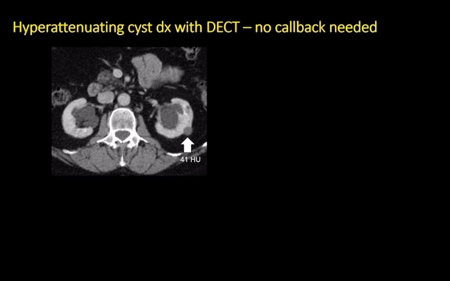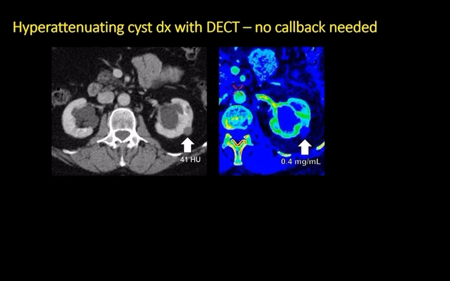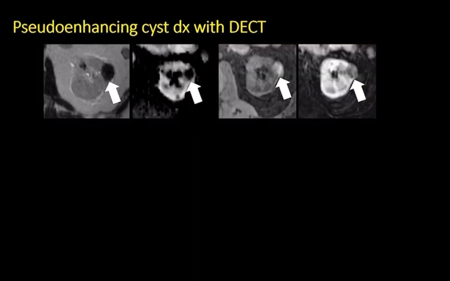And typically what we would need to do is call the patient back for a dedicated renal mass CT, MRI, or ultrasound. In this case, the patient happened to have been imaged with dual energy CT, and we can see that on the iodine overlay image, there is no iodine within the lesion, which we confidently diagnosed as a hyperdense cyst and which was confirmed at a subsequent targeted ultrasound.